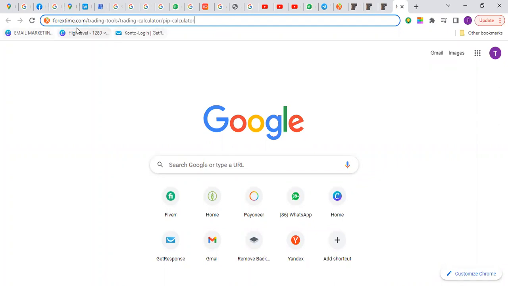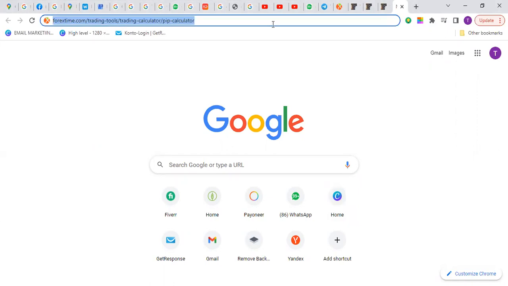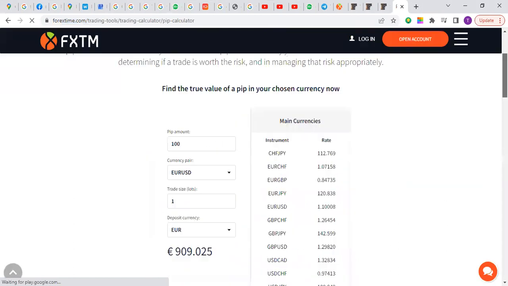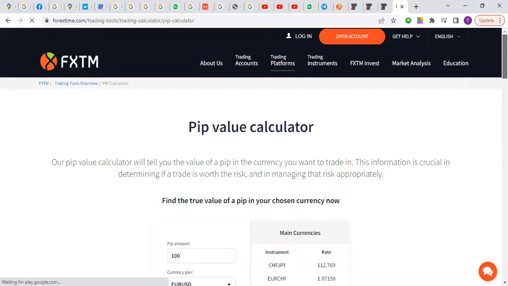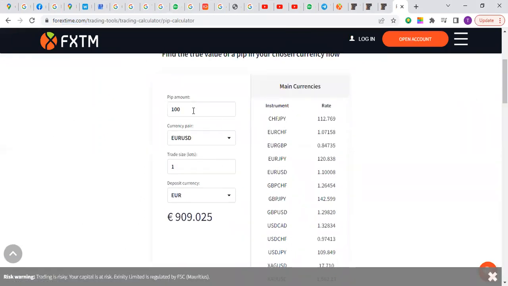So this is it. You go to forextime.com, trading tools, trading calculator. I will send it to the group now. So you enter this. This site will help you to calculate how much you are willing to risk for that particular trade. So now we have calculated it, and the amount I want to risk is 45 pips. I'll put my pip amount here.